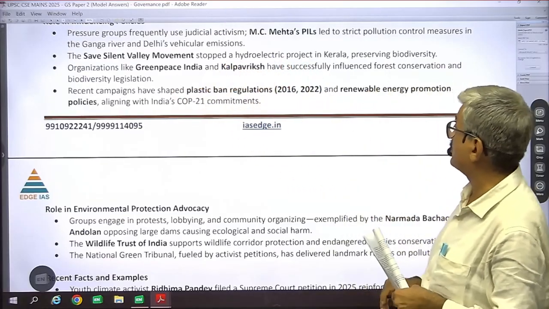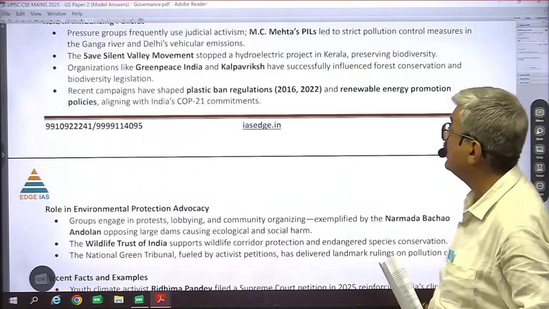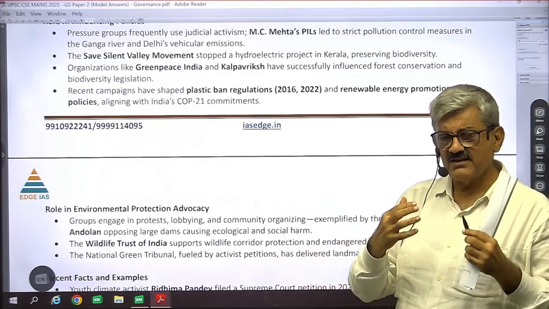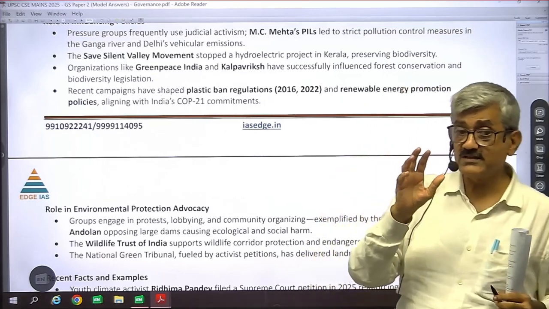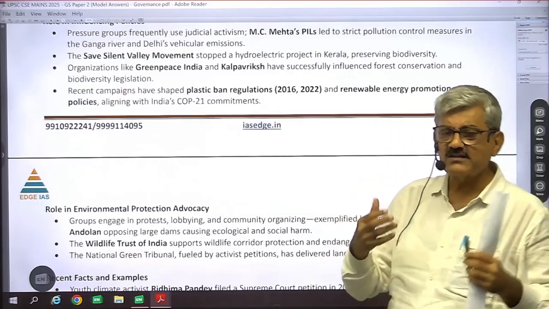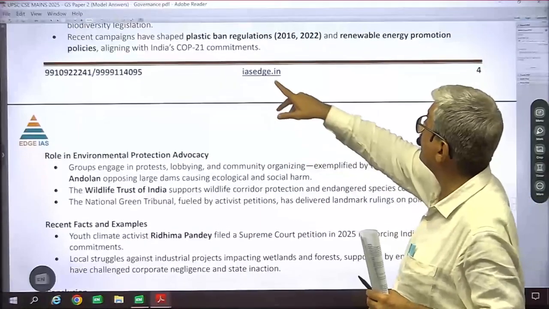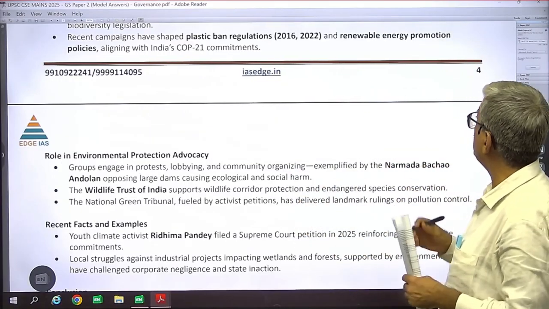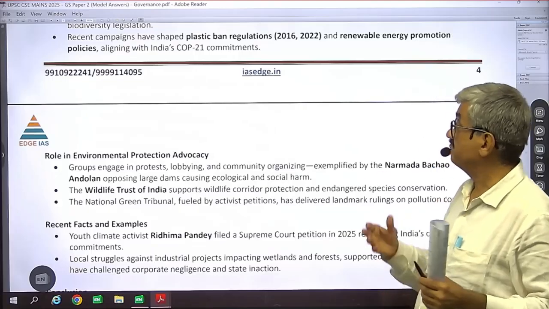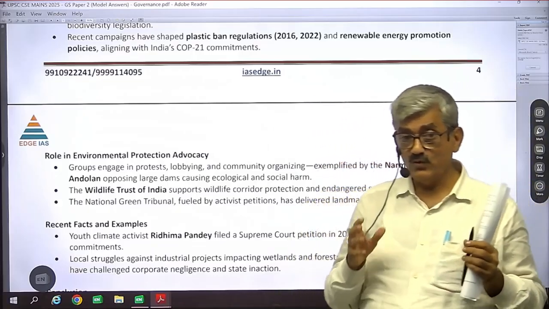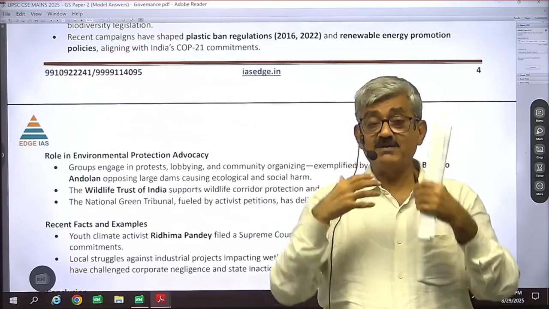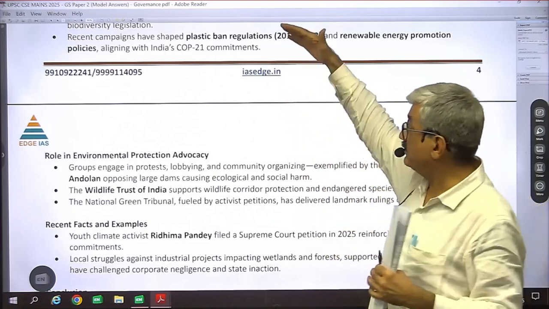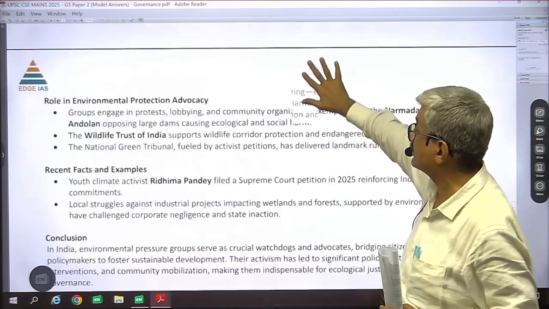Greenpeace India and Kalpavriksha have successfully influenced forest conservation and biodiversity legislation. So they are not only raising issues and making people aware, they are even influencing the legislation, the government policy and programs. Recent campaigns have shaped the plastic bag regulation of 2016 and 2022 and renewable energy promotion policies, along with India's COP21 commitments. So look at the kind of important, human-service influencing activities that these pressure groups carry out. So these form part of our answer.